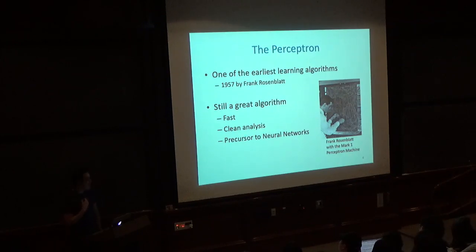What you see in the picture right there is Frank Rosenblatt, who is the inventor of the Perceptron, implementing the Perceptron algorithm on the Mark I machine, which used actual wires instead of bits to do programming. I think your phone is much more powerful than that computer right there.